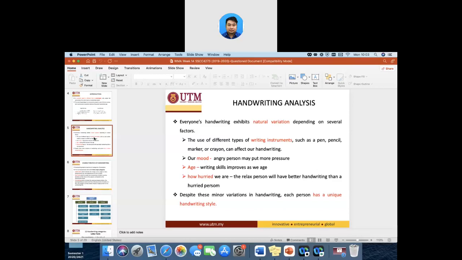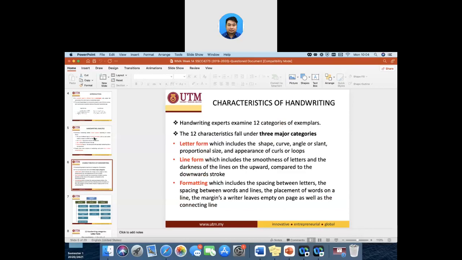So kita boleh detect seseorang itu apakah cara penulisan dia based on dia punya karakteristik yang kita akan discuss kejap lagi. There are three major categories of characteristics of each person's handwriting. The first one is letter form, the second one is line form, and the third one is formatting.